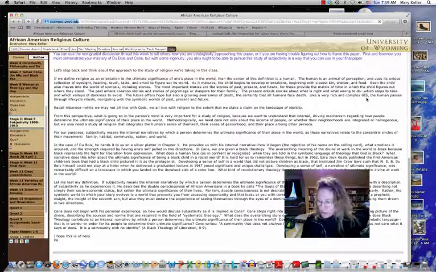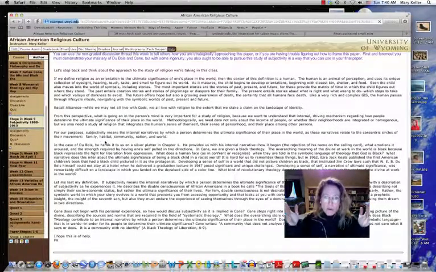Let's break those down. The first one, where is our definition? What is our definition? On the assignment, here we go. For our purposes, subjectivity means the internal narrative by which a person determines the ultimate significance of their place in the world, as those narratives relate to the concentric circles of their movement: family, habitat, community, nation, and world. So as the person moves in these concentric circles of power from the most intimate out, the narrative by which they give meaning to their movement is where we are zeroing in on subjectivity.